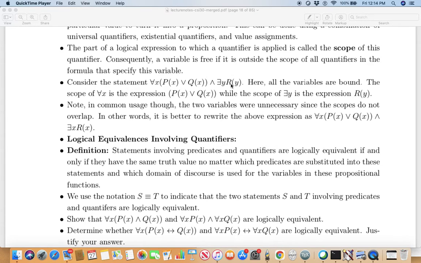So instead of writing in this fashion, you may as well have written for all x, p(x) or q(x), and there exists x, r(x). So you didn't need these two different variables.